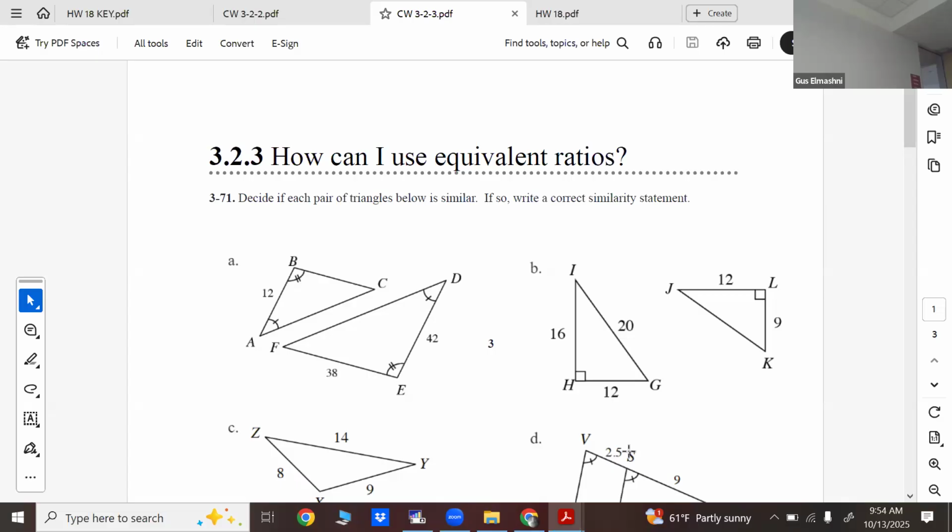Do we take these tests back, or do we get to keep them? You keep them, yeah. Yeah, he said we can. You can keep it. All right, let's get moving.